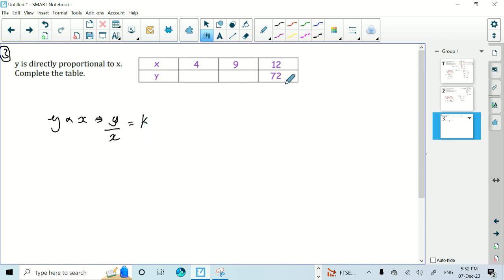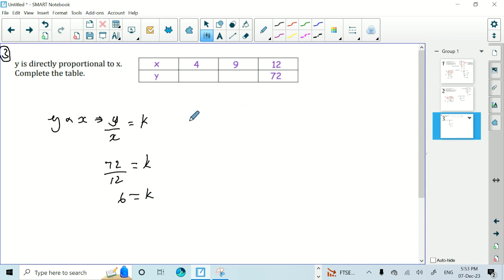Well, they've only given us 2 pieces of information here, Y is equal to 72, and X is equal to 12. But let me find the constant K by substituting in these values. So 72 divided by 12 will be equal to K, because K has got to be a constant. So what's K equal to then? Well, 72 divided by 12, isn't that 6? So I know 6 is equal to the constant of proportionality.